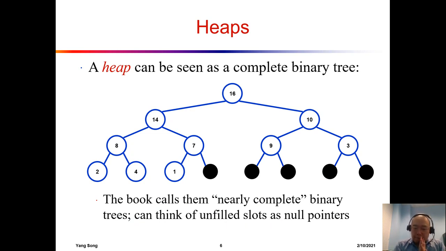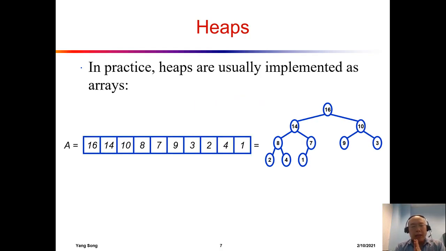In our textbook, we call them nearly complete binary trees because if we fill in all the remaining nodes on the last level, then this is really a 100% complete binary tree. Usually, for the unfilled slots, we can just assume that they are empty pointers. So there is still a right child to 7, but we assume that it is just a null node or an empty node.